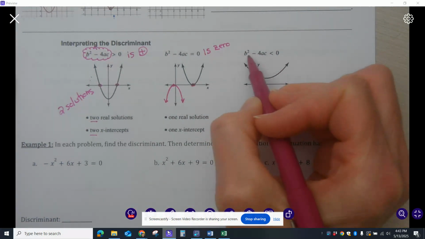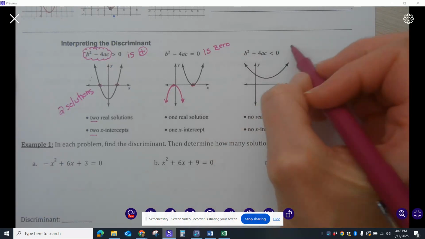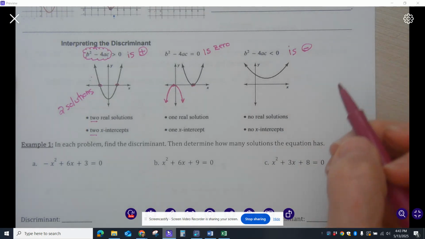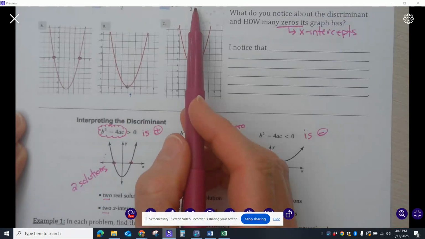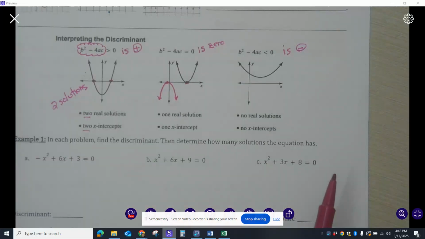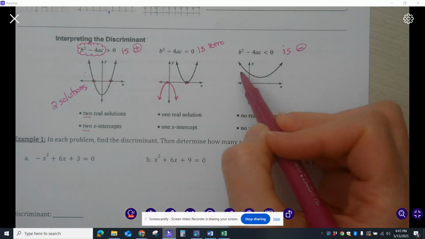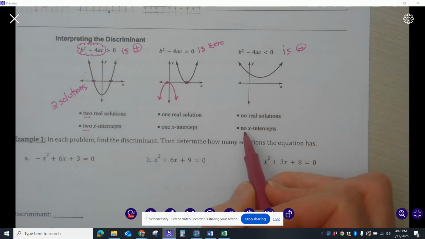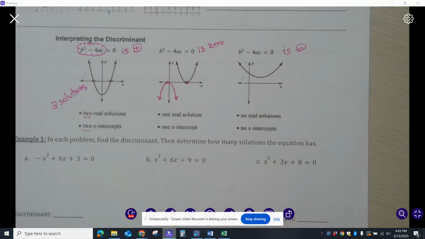This situation is the discriminant is less than 0. That means the discriminant is negative. So if you look up here, that was this example with the negative 15. Well, you can see this is not crossing the x-axis at all. Here's my x-axis, here's my parabola. So this has no real solutions, no x-intercepts.